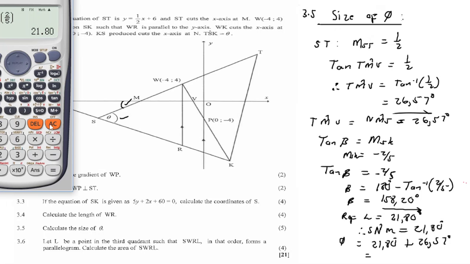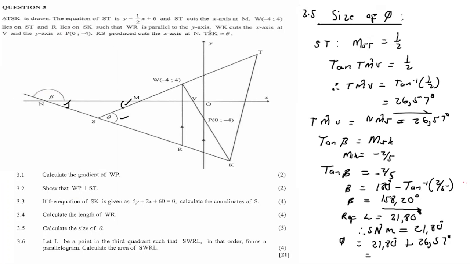Let's go ahead and calculate again. So 21.80 plus 26.57. This is equal to 48.37. 48.37 degrees. So this is the final answer. This is the angle for theta.